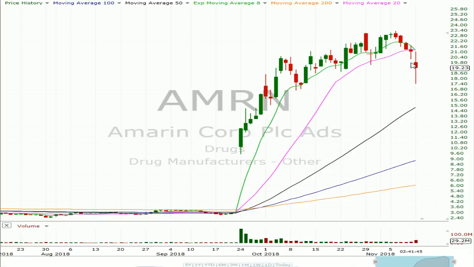But for other people that wanted to play this, you're probably asking, how do I play an event like AMRN, where the implied volatility is over 300%? How do I still capitalize, but without overpaying for really expensive options? There are ways to lessen that implied volatility. So that's what I'm going to talk about now.